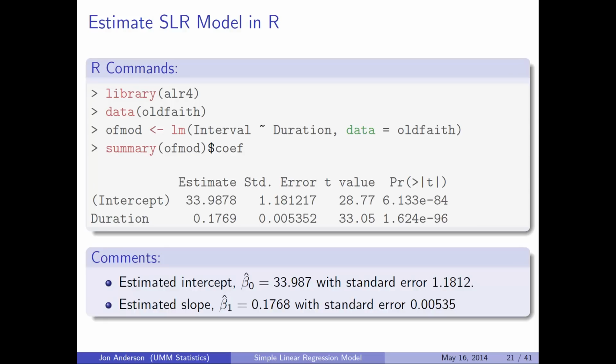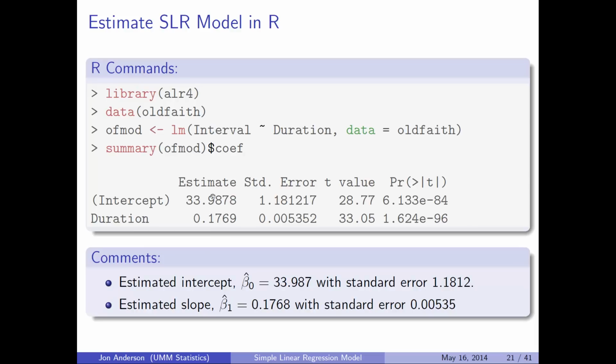Here's how you might carry out least squares estimation in a real data set, like the Old Faithful data set. We invoke the ALR4 package library, and we get the data for Old Faithful. We estimate the Old Faithful model using the lm function, interval being the y variable and duration being the x variable, and we can ask R to tell us what beta naught hat and beta 1 hat might be. We get a summary of this regression model object, and it gives us several things we've talked about.